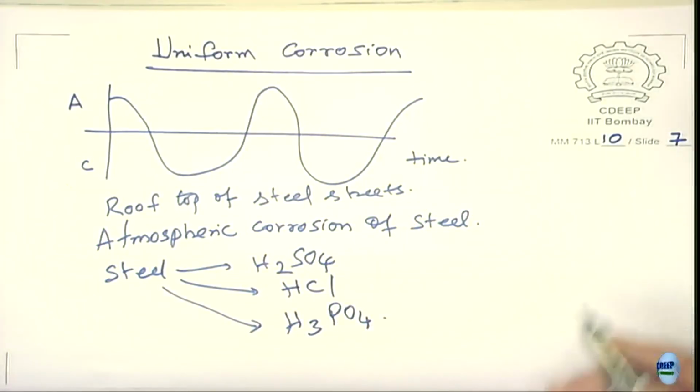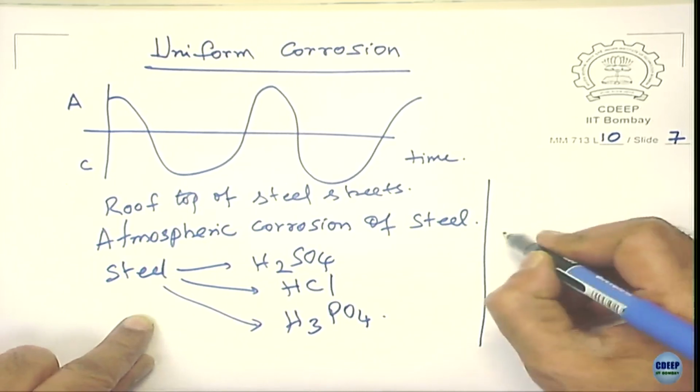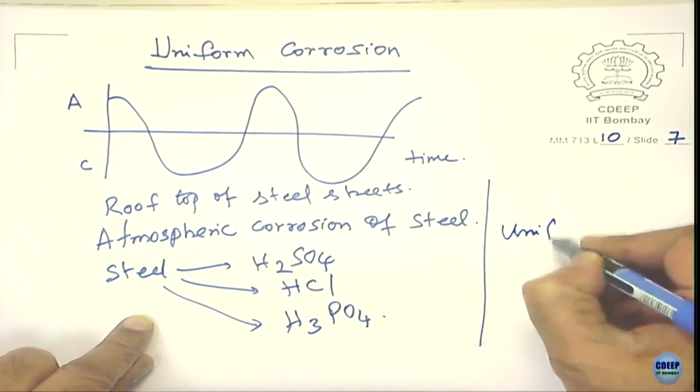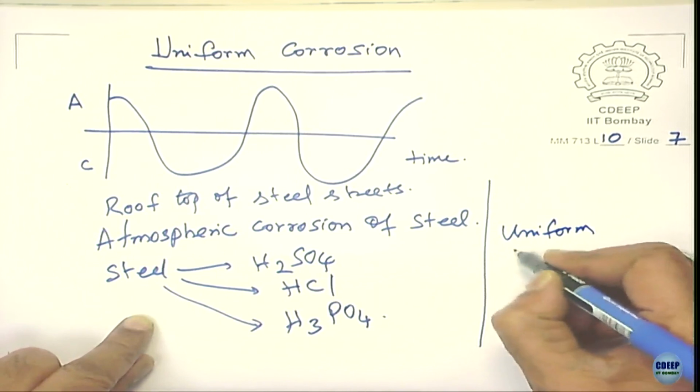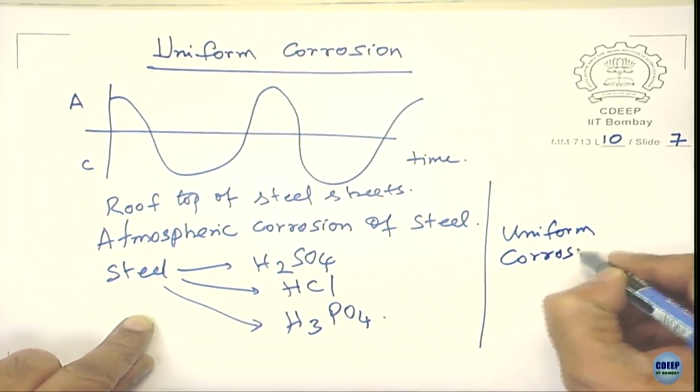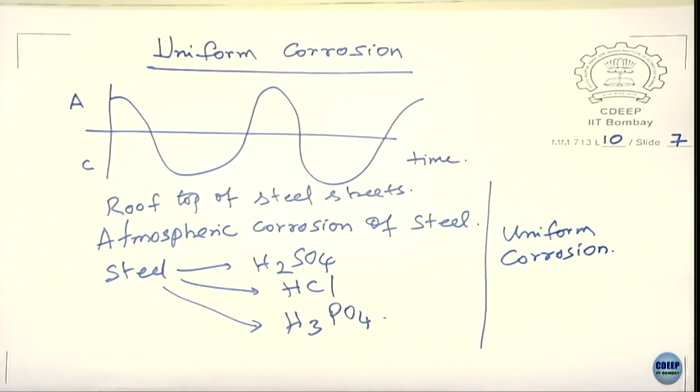Okay. In all these cases you will get... you might have seen pipelines around, steel bars lying in the open atmosphere when it rains. They are all practically uniform corrosion. Some confusion however arises. When you interact with industries, they say, oh, they look like pitting.